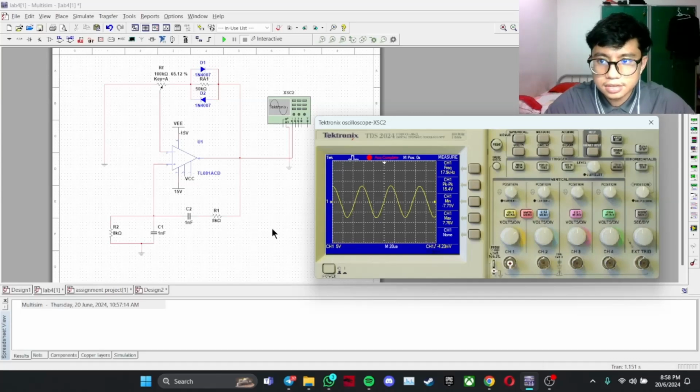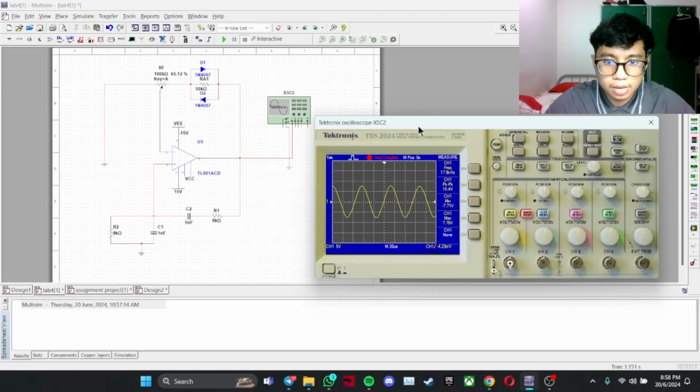So this is the simulation in Multisim for oscillator 2. First, the resistor R2 is 8 kilo ohms and C1 is 1 nanofarad. C2 and C1 are the same, and R1 and R2 are also the same. We use the op amps, and the VEE is negative 15 volts and the VCC is 15 volts. RA is 50 kilo ohms and the feedback resistor is 100 kilo ohms.